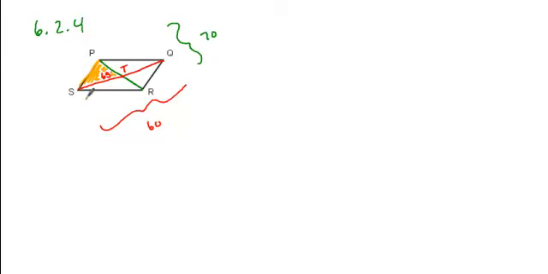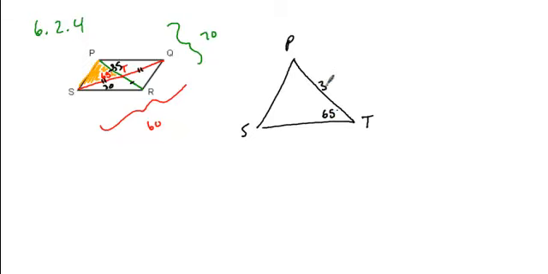And so we know that diagonals of a parallelogram bisect each other. So that means that each of these lengths is the same, giving PT a side length of 35. And it also means that these two lengths are the same, giving ST a side length of half of 60, or 30. And so really what we're looking at here is triangle PST with an angle of 65 degrees here, a side of 35 and a side of 30.